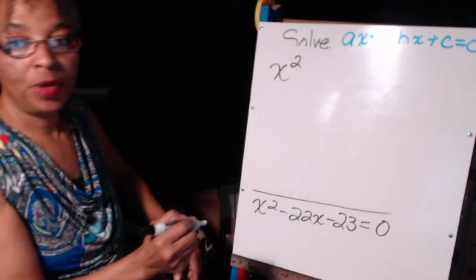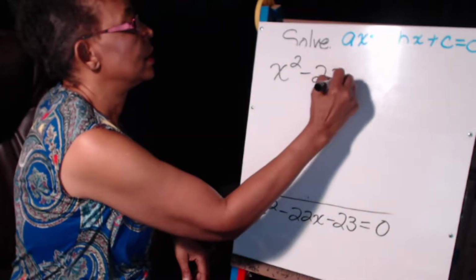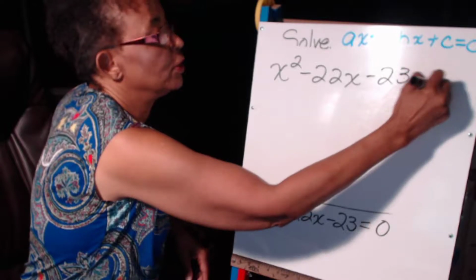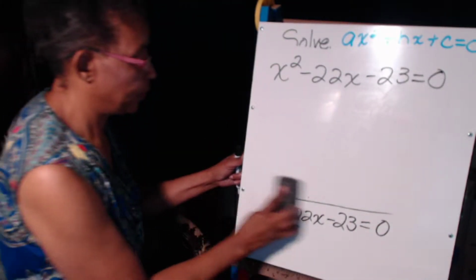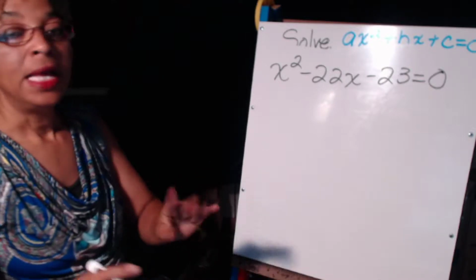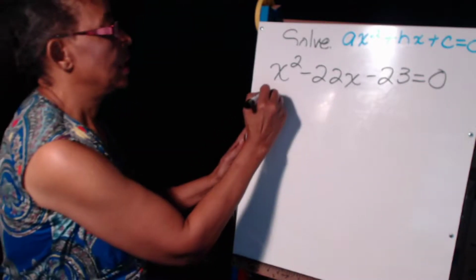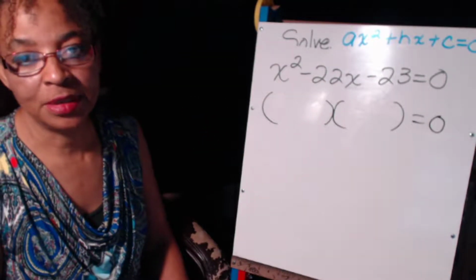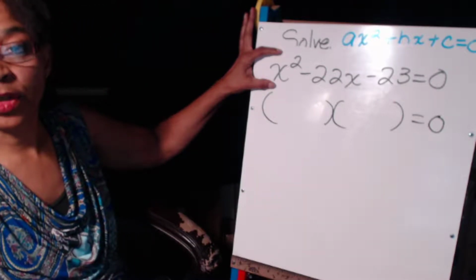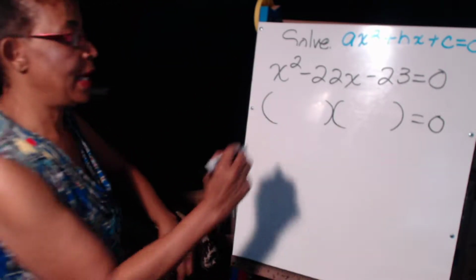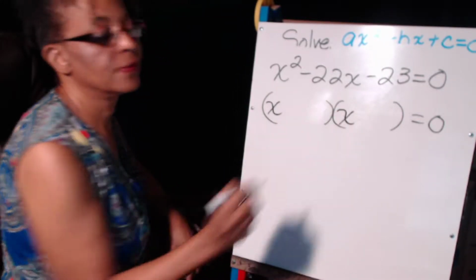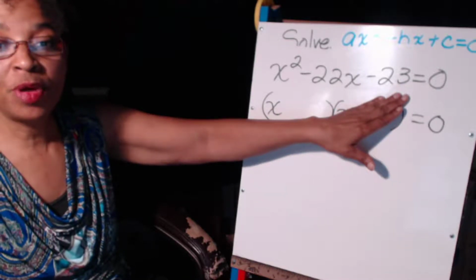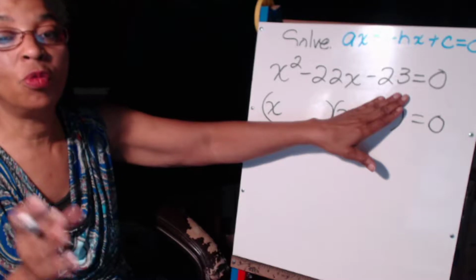So x squared minus 22x minus 23 equals 0. Okay, now we're going to factor this. I always start by setting up two sets of parentheses. I factor my first term, x squared. That becomes x and x. Then I look at my last term. My last term is 23, which is a prime number, so its only factors are 1 and 23.